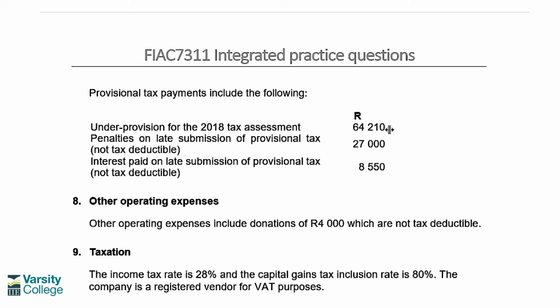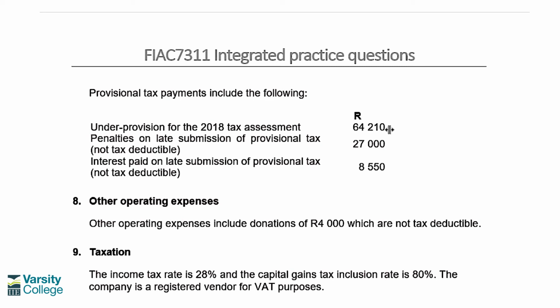One of the mistakes that students often make is when they see the under provision, if they are doing comparatives, they automatically want to put it under the comparatives. But you can't do that. If you under provided for tax last year, it becomes part of this year's expense. But we highlight it specifically as an under provision. So it's still part of this year's tax, but as a separate item: under provision for the previous year of assessment. And then there's 2 other amounts, penalties and interest, because we paid our provisional tax payments late.